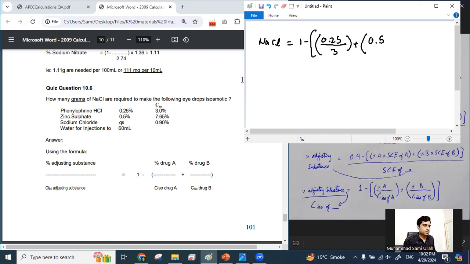However, no matter what is the final volume, the percentage is percentage. It's okay if they are giving it in percentage already. 0.5 divided by the CISO value 7.65, and that's it. And here we need to add the CISO of adjusting substance, which is 0.9. So we'll solve the equation and we'll get the answer. That's it. These are the formulas.